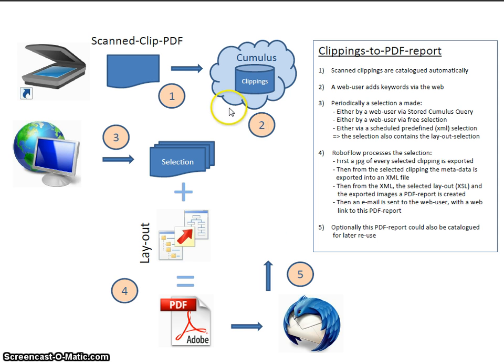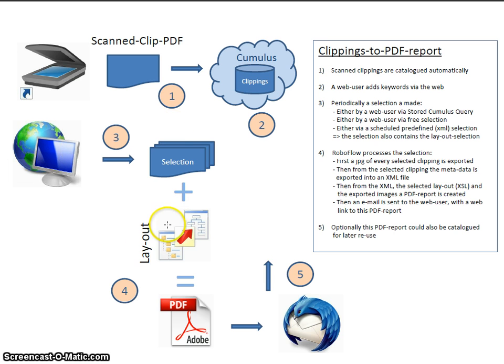In this example, the customer wants to export to create a PDF of his clippings that he scanned, articles from magazines, information that he gathered about products, and he wants daily, monthly, weekly reports about the latest articles. So he has the possibility to make a selection in the web, or they can make a scheduled selection that automatically every first day of the week or every first day of the month or whatever creates these reports.